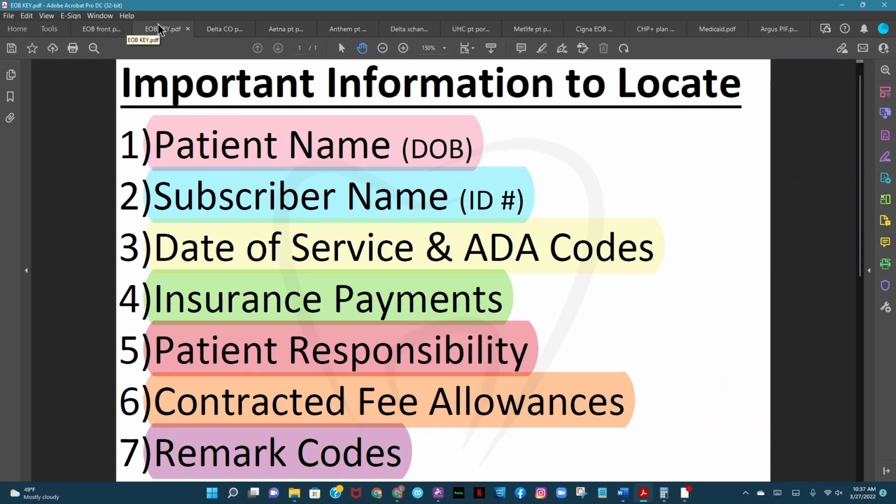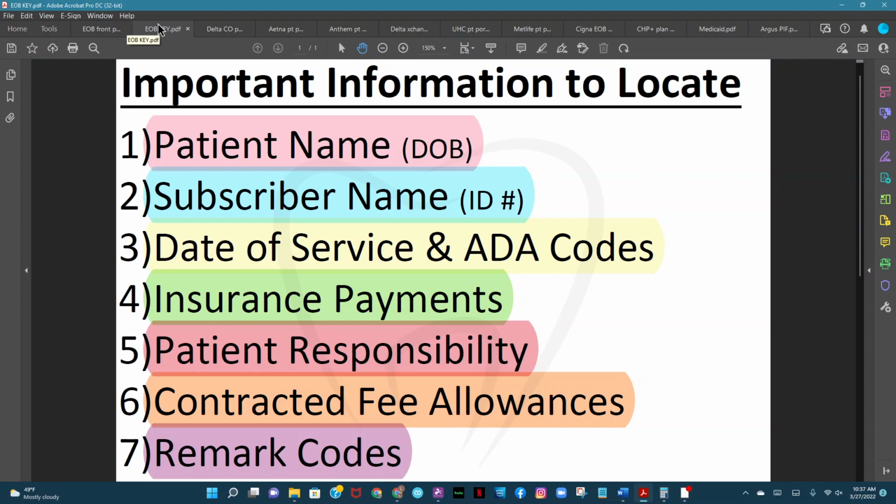There are a few key elements on an EOB that one should be familiar with. First and foremost is the patient name. You will need this to verify you are on the correct account. Not every EOB will provide the patient date of birth, but I have highlighted it in pink, same as the patient name, as it can be useful when multiple patients share the same name.